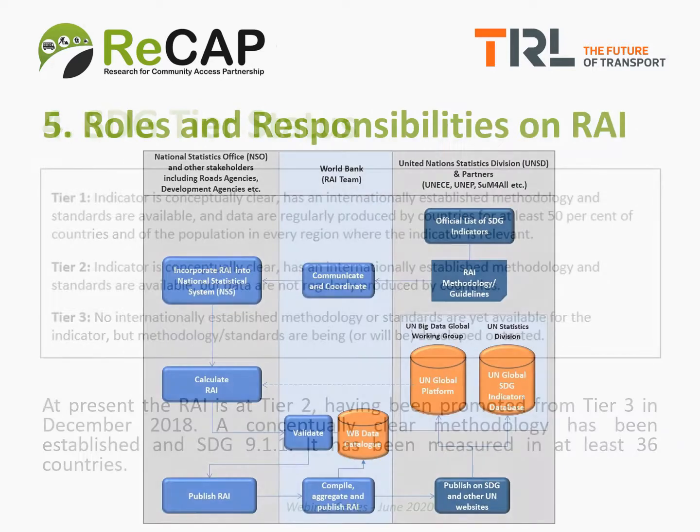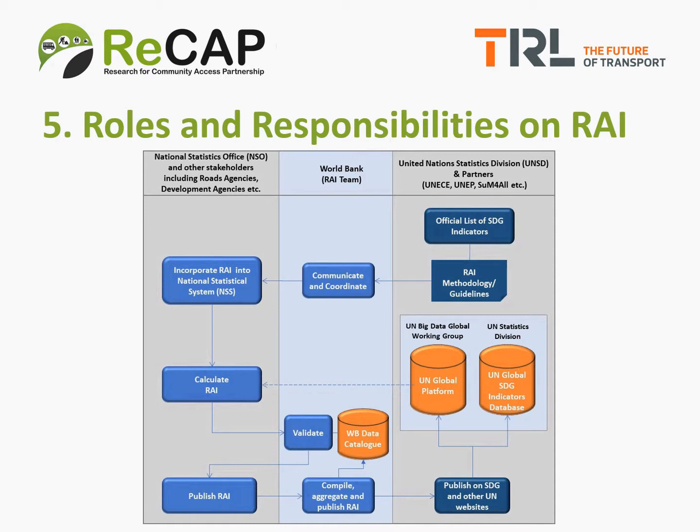The previous slides described the overall responsibilities for SDG indicators. This slide provides a simplified and generic view for RAI measurement and reporting. So, starting at the top right of the diagram, the official list of SDG indicators is approved by the Interagency Expert Group. For SDG 9.1.1, the World Bank, as custodian, develops a methodology for measuring the indicator, and this is also approved by the Interagency Expert Group.